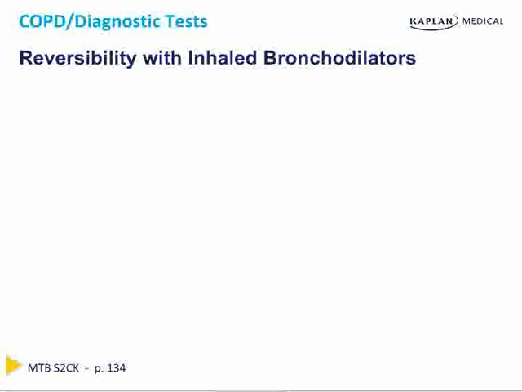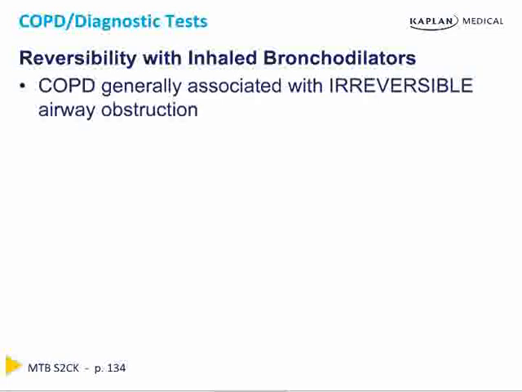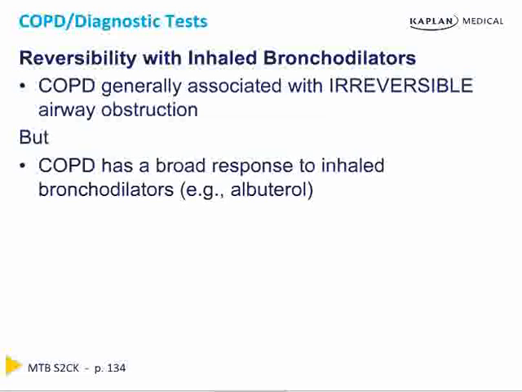If you recall back to our asthma lecture, you'll remember that while asthma is primarily a disease of reversible airway obstruction, some patients with chronic asthma can develop a degree of chronic inflammation and a chronic fixed obstruction. Similarly, patients with COPD generally have an irreversible airway obstruction. However, just like asthma can go both ways, so can COPD.